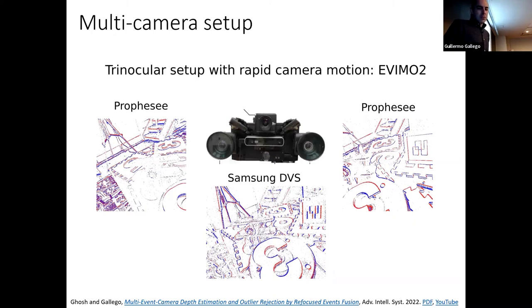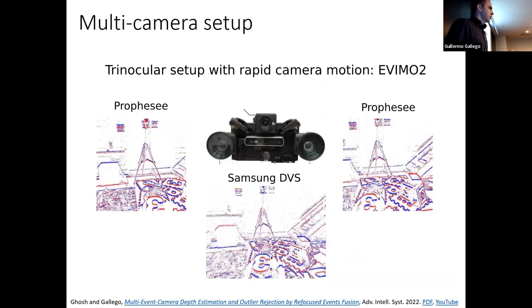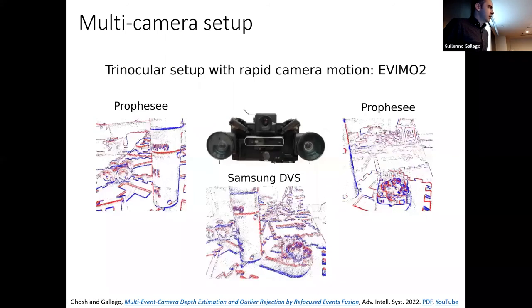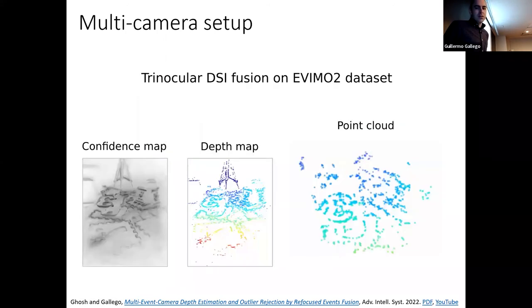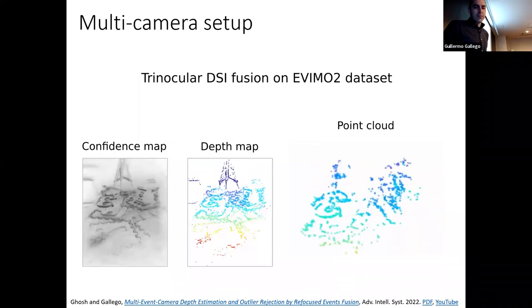The good thing about this method is that because we are not doing pairwise matching, we fuse everything into a single DSI. We can fuse more than two cameras. We can fuse three cameras, and it scales linearly. And we did this with a data set from the University of Maryland.